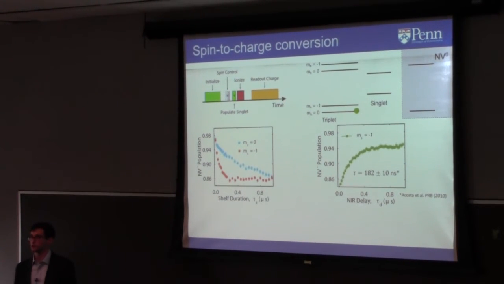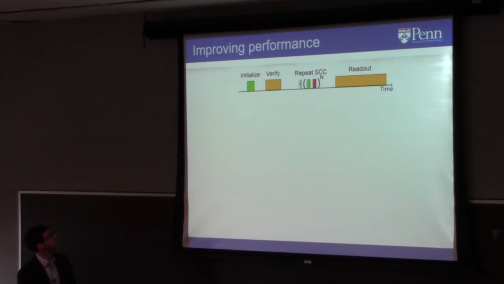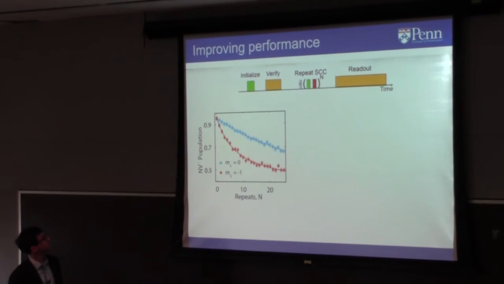But we also have a new spin-to-charge conversion protocol. But if you look at this curve, it's not great. We can actually improve it significantly. And the way we do that is through a protocol where we initialize the system, check that it's in NV-, and then we repeat our spin-to-charge conversion process so that we excite once, and then any population that ends up in the singlet, we ionize away. So again, this is a similar plot, but instead of increasing the duration of the shelf pulse, we're now increasing the number of times we repeat. And you see that our spin contrast gets much larger, and we still retain the spin-to-charge conversion.